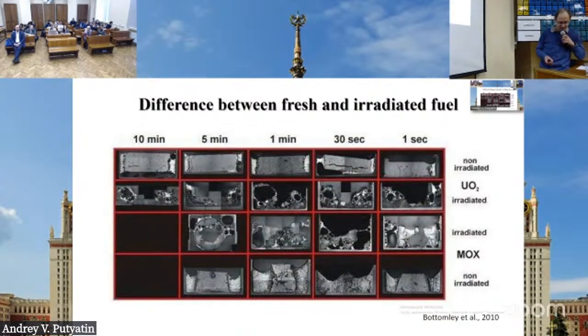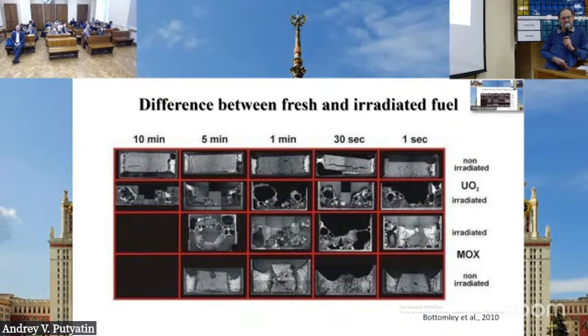And again, people have made a lot of experiments to understand how fuel behaves in different conditions. But the majority of these experiments are, of course, performed with non-irradiated fuel, because spent or irradiated fuel is extremely radioactive, and you have to be very careful when working with it. You can work with it only in dedicated facilities. You are limited in the number of analytical techniques and so on and so on. And so the majority of experiments are performed on non-irradiated fuel.